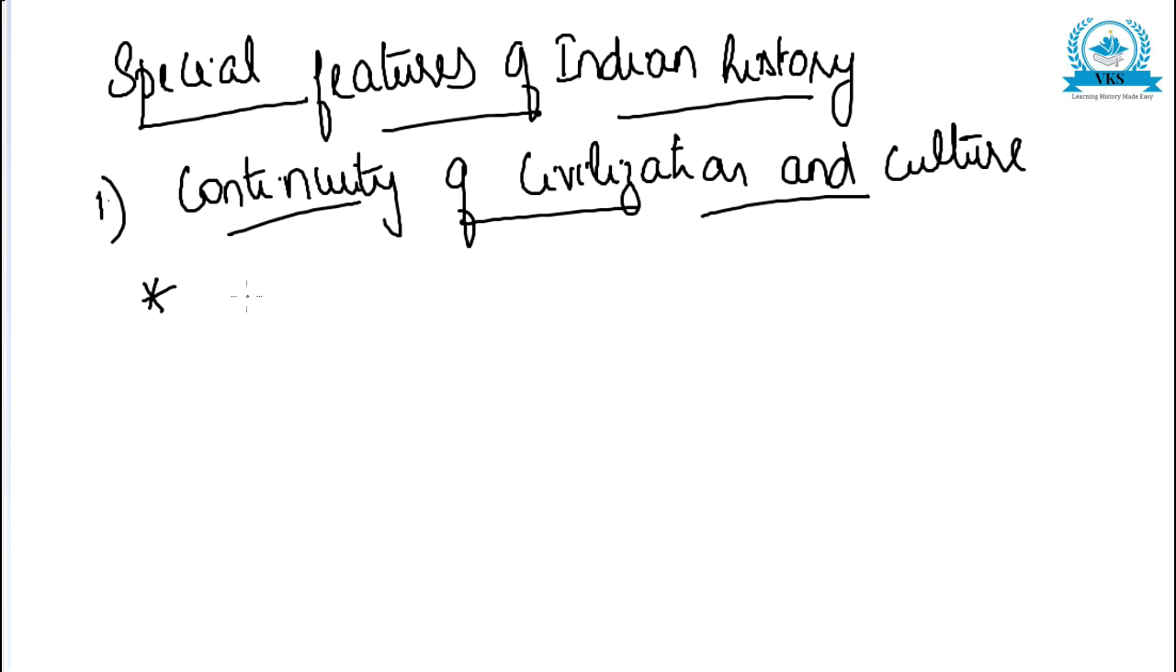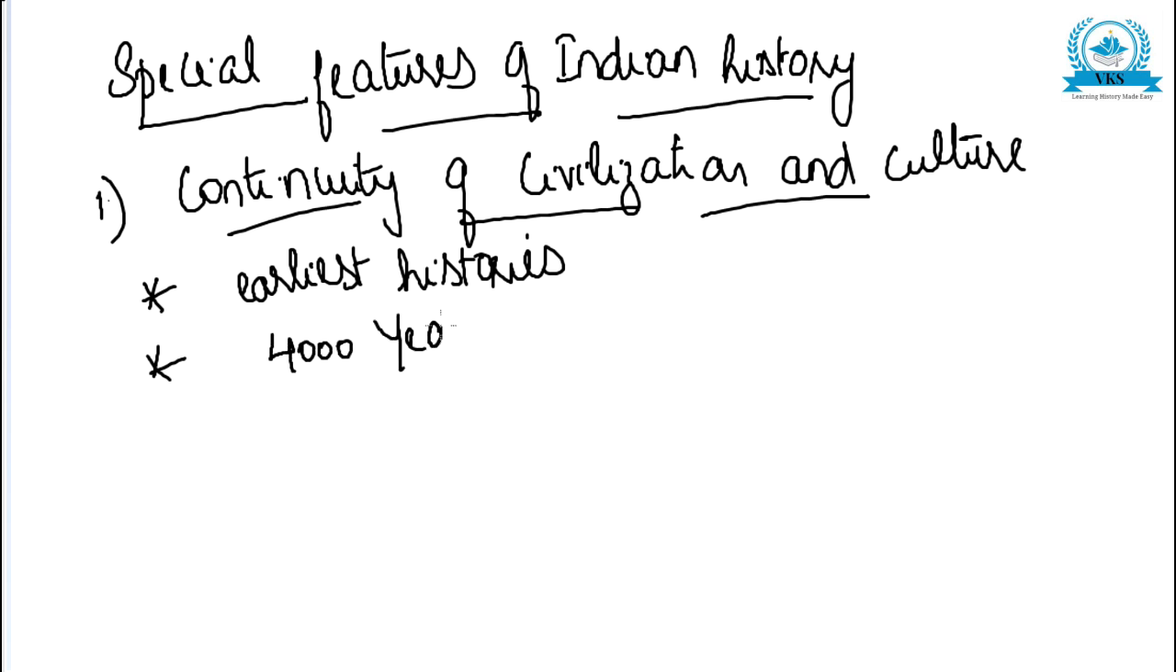India has one of the earliest histories in the world. Considering the history of the world, Indian history has a continuity of civilization and culture for almost 4,000 years. So that is the first point, a feature of Indian history: continuity of civilization and culture. Now we will move on to the second point.